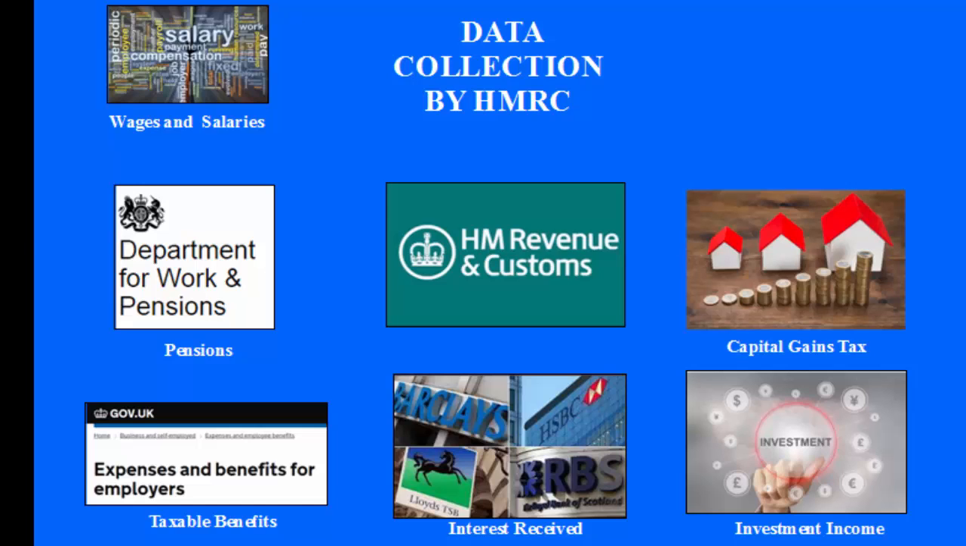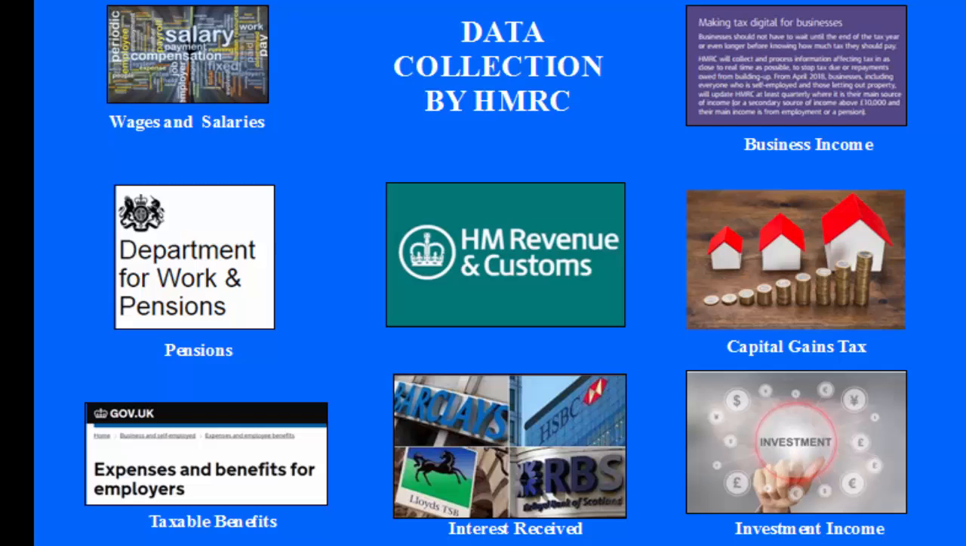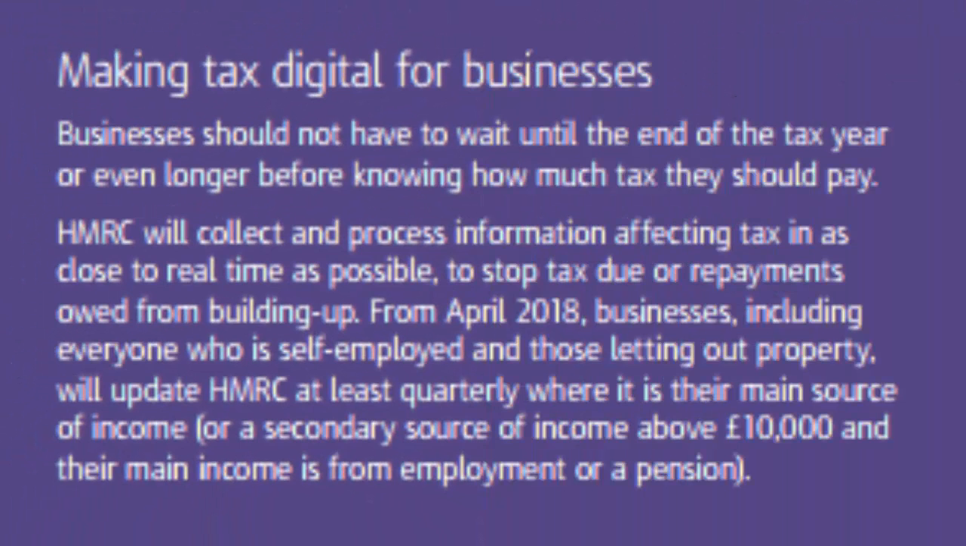From 2019, capital gains tax on the sale of residential properties becomes payable 30 days after completion. No doubt this will also be fed into the system. But the most significant change for all business owners is the proposal that the self-employed and landlords will be required to keep track of their transactions digitally and update HMRC quarterly via their digital accounts.